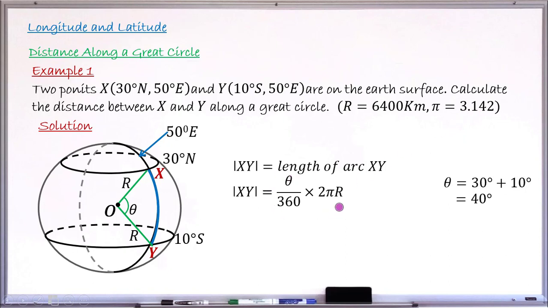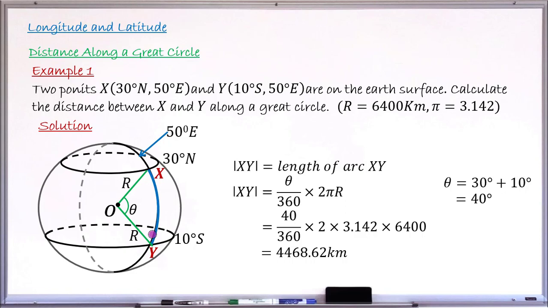So I'll now substitute in this simple formula. My theta is 40. So I'm going to have 40 over 360 multiplied by 2, multiplied by pi, which is 3.142, multiplied by r, which is 6,400 kilometers. So simplifying this correctly, you now have your final answer to be 4,468.62 kilometers as the distance between these 2 points x and y on the Earth's surface.